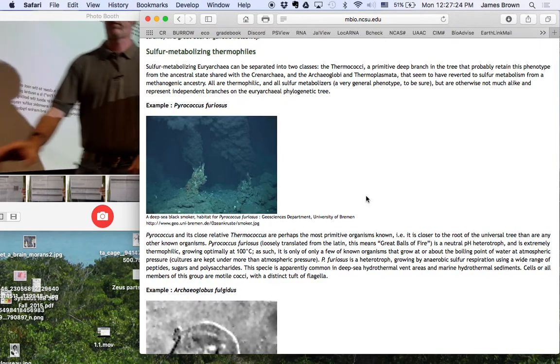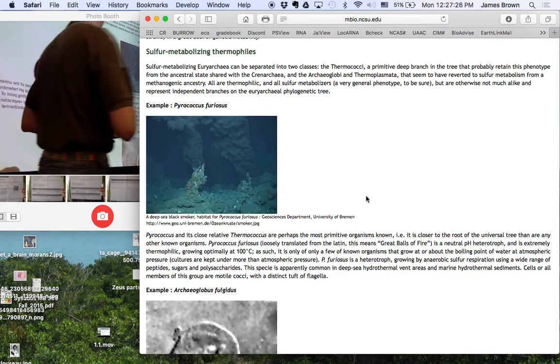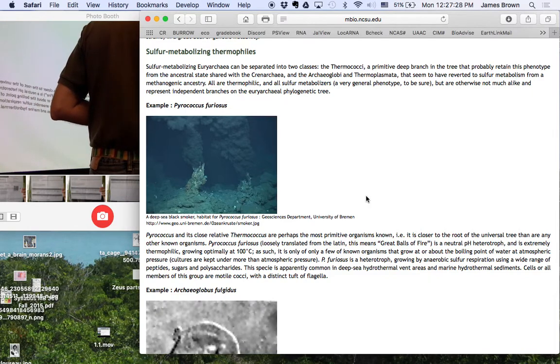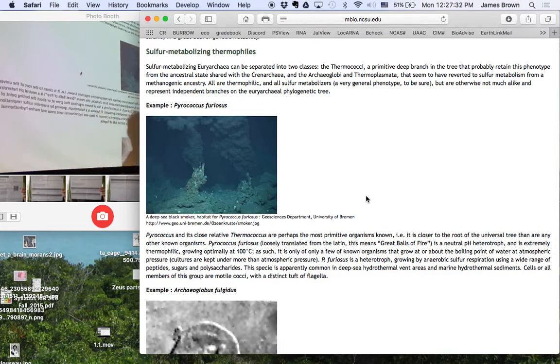That was intentional, the Germans who did this like that. The organism grows optimally at 100 degrees. It grows pretty well at 118 degrees centigrade. Obviously, you have to do this under pressure to keep the liquid from vaporizing. This thing is a heterotroph. It's grown by sulfur or anaerobic respiration, so the sulfur is an electron acceptor, growing on sugars, polysaccharides, peptides, etc.